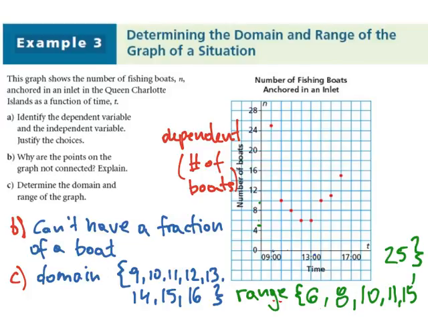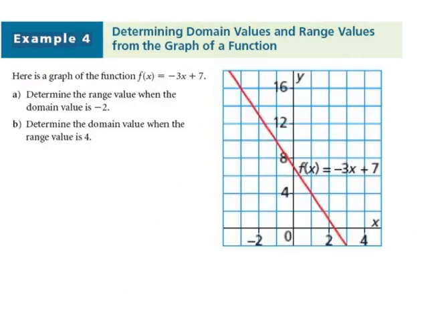Determine domain values and range values for the graph of a function. Here's the graph of a function f of x is equal to negative 3x plus 7. Determine the range value when the domain value is negative 2, and determine the domain value when the range value is 4. What they're really asking is to find the y value when x is equal to negative 2. And for part B, they're asking what is the x value when the y value is 4.